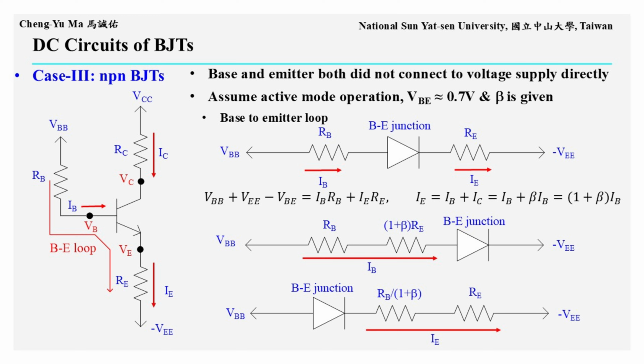For case 3 BJT circuits in active mode, the resistance reflection rule is very useful. RB and RE can be treated as equivalent series resistances after applying the proper scaling factor. If RE is reflected to the base side, its resistance is multiplied by 1 plus beta. If RB is reflected to the emitter side, its resistance is divided by 1 plus beta.